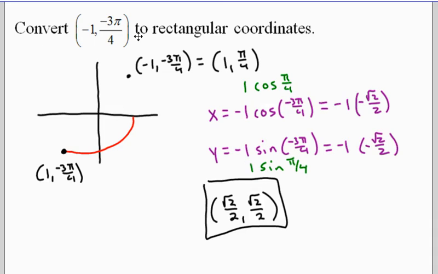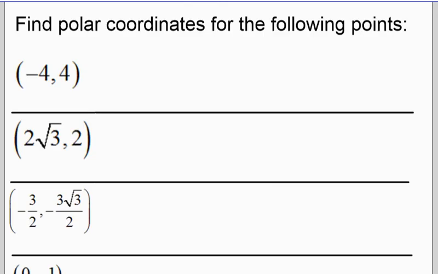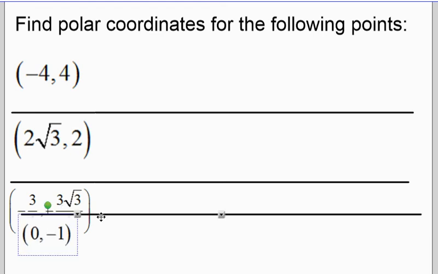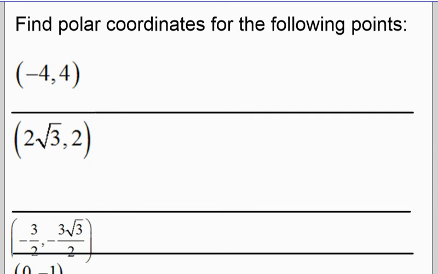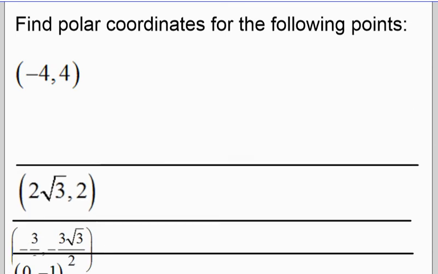All right, so if we can go from polar form to rectangular coordinates, then we should be able to go from rectangular coordinates to polar coordinates. So here's 4 examples we're going to do. And let's see. Yeah, we'll save the easiest one for last.